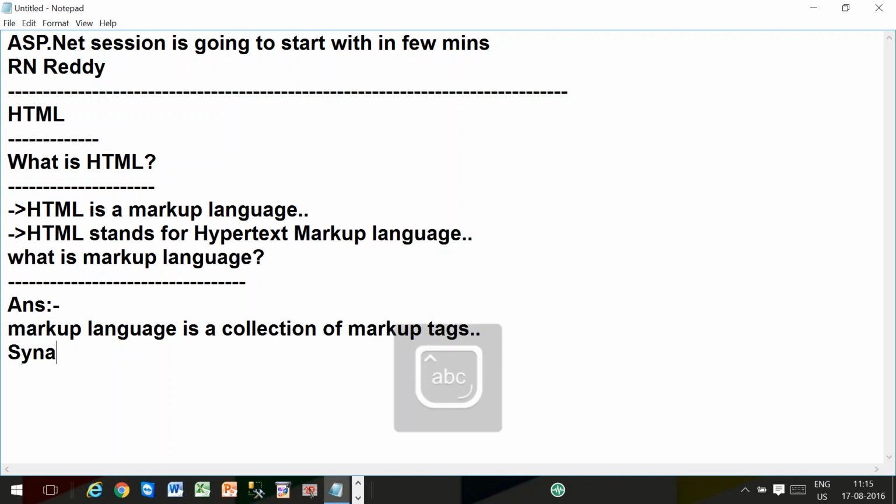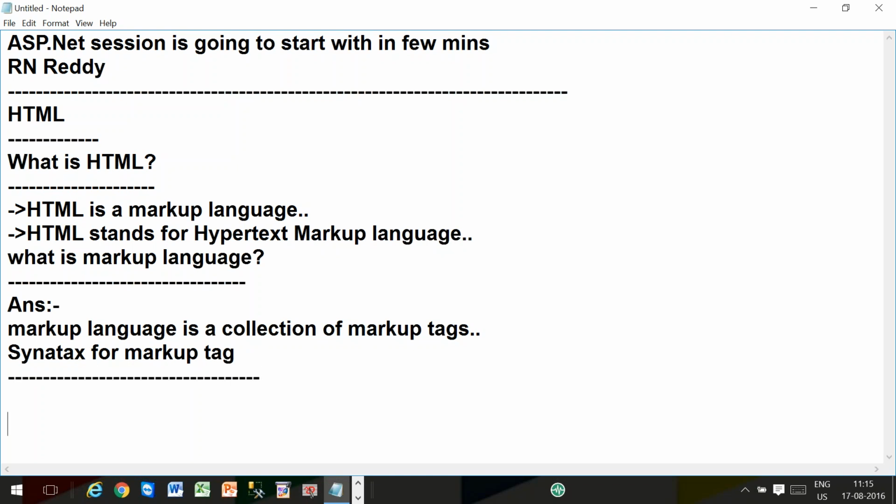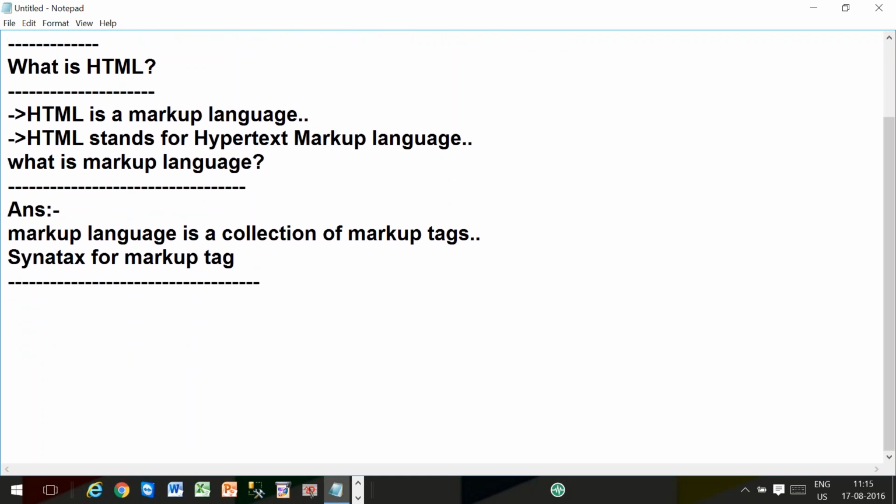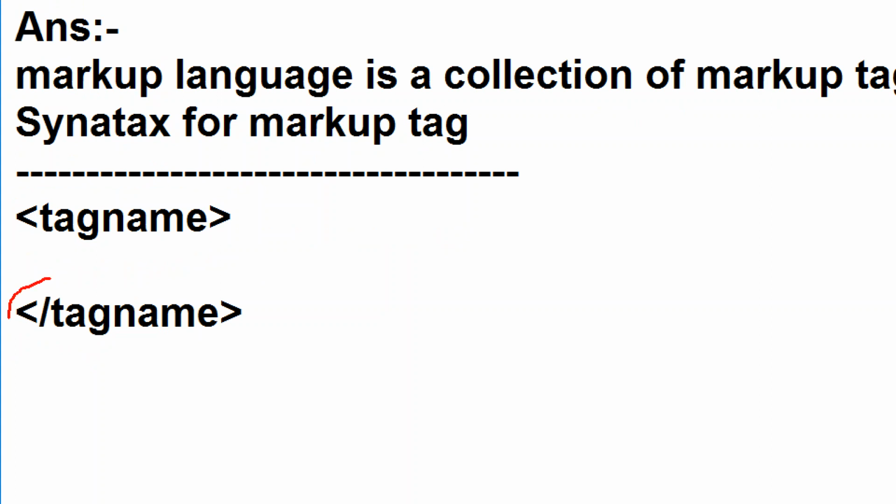So, the syntax for markup tags. Any idea? Opening tag and closing tag. Here you write a tag name, and here the tag name too, but the closing tag should start with a slash. This is called the opening tag, this is called the closing tag. This is the syntax for a markup tag.